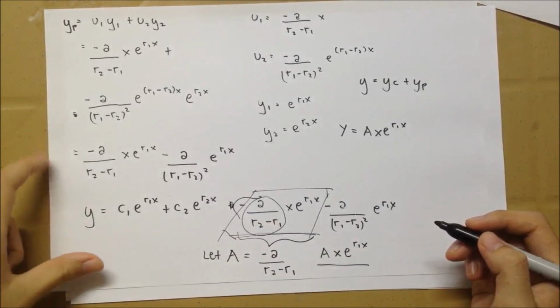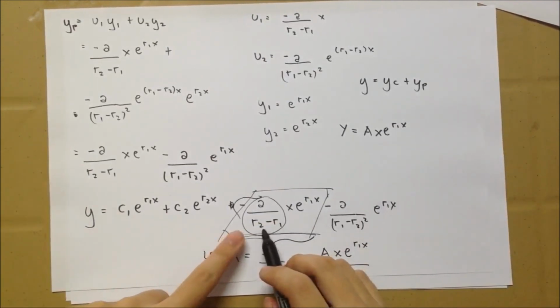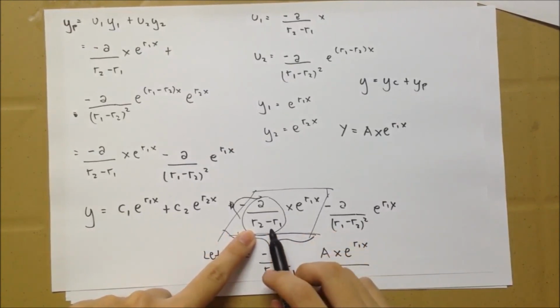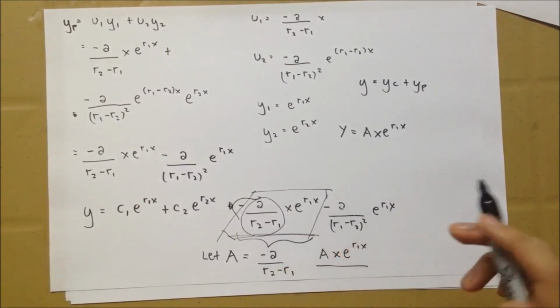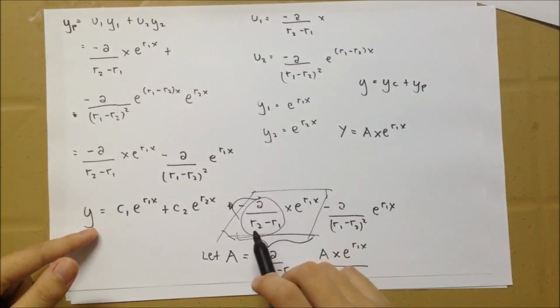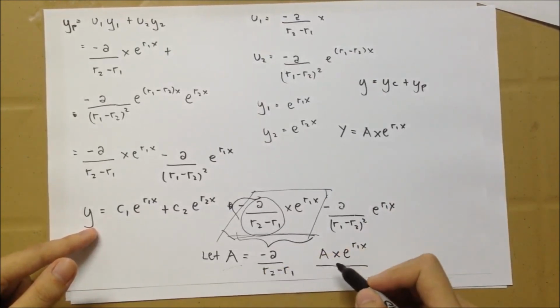Now take note that if r2 is equal to r1, the constant will be divided by 0 and it will be indeterminate. So our assumption was correct, that r1 must not be equal to r2, so that we can always determine the value of a.